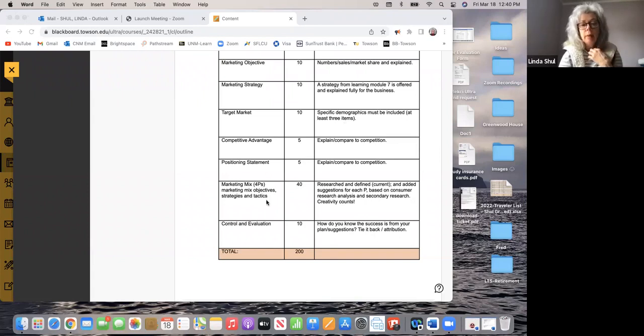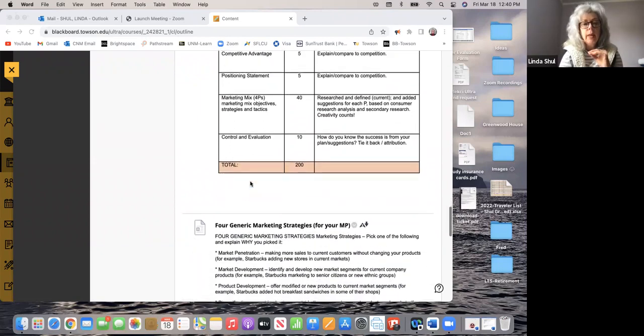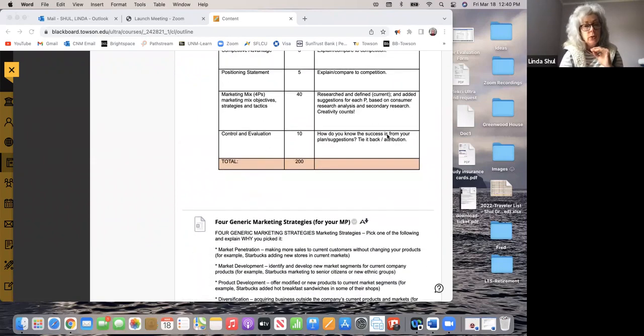And then jumping back down to the marketing mix, current and suggested for each one. And then the last one, do you know the success? How do you measure the success? How do you tie it back? How do you attribute the success to your marketing plan?